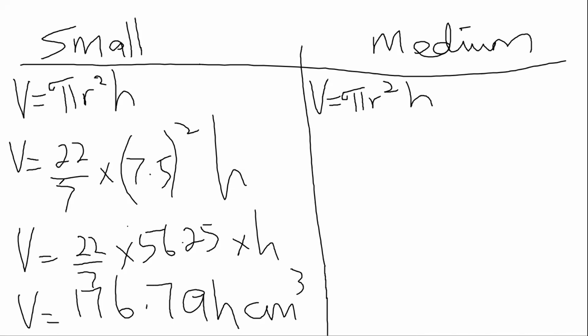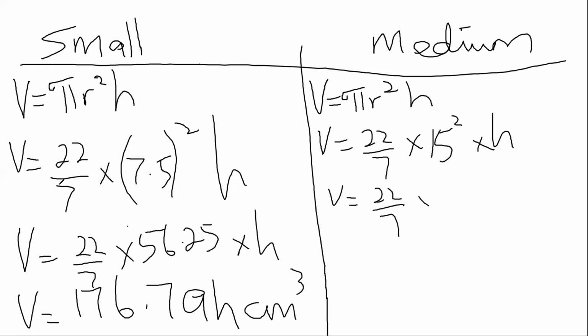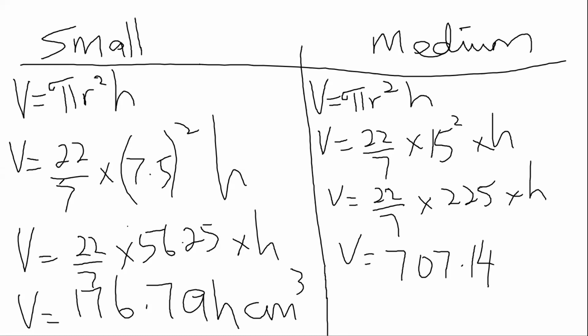Remember, we're just comparing it, right? So let's see the other one. It's 22 over 7 multiplied by, in this case, 15 squared multiplied by the height. So the volume is equal to 22 over 7 times 225 times height, which is 707.14 times height, centimeters cube.